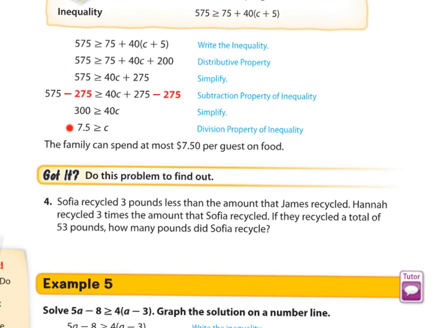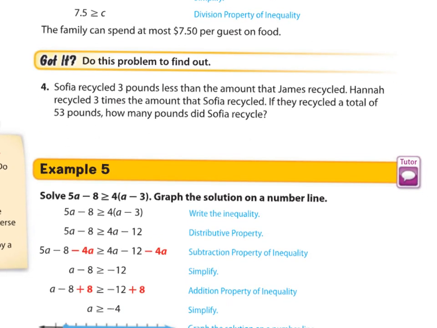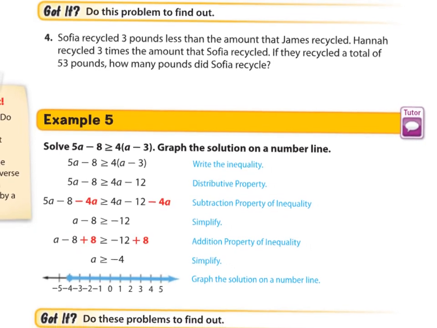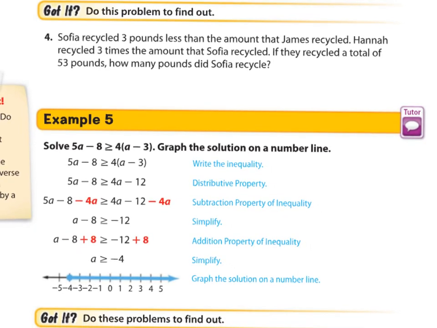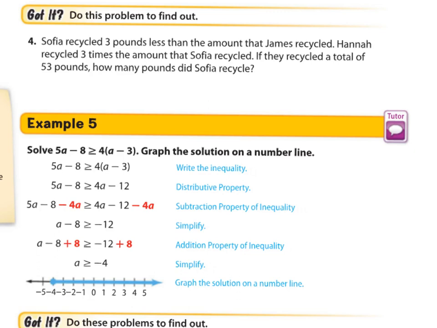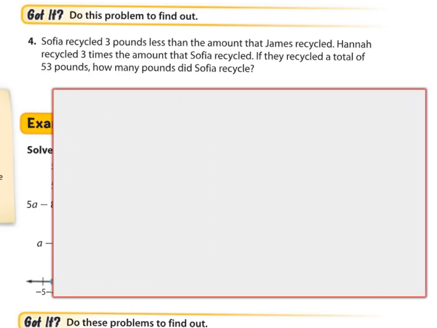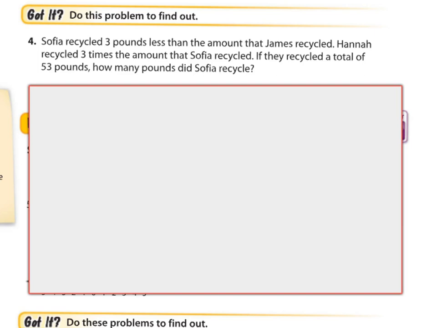These are the steps we've been doing. So we figured out that 7.50 is the most that can be spent on food per guest, which is not very much, but okay. Let's take a look at question 4. Oh, I didn't realize there were 5 examples. Sorry, I thought example 4 was the last one. Let's solve question 4 together.